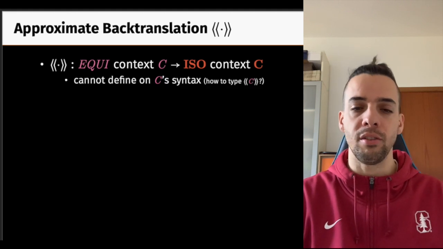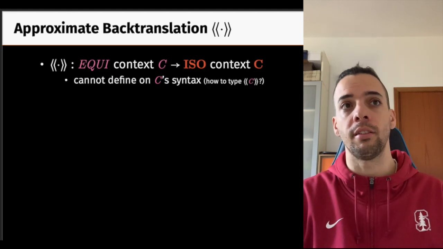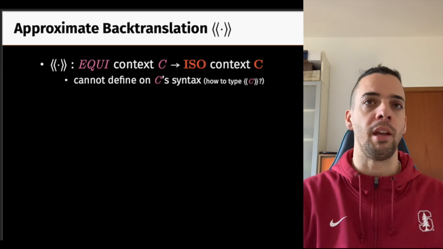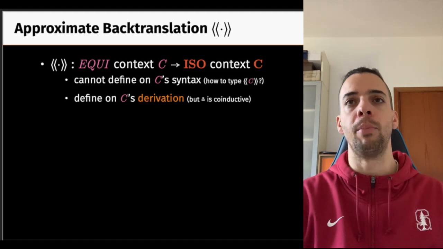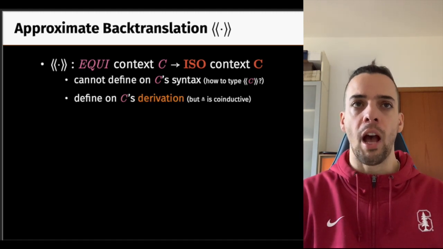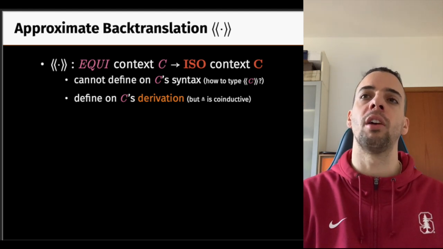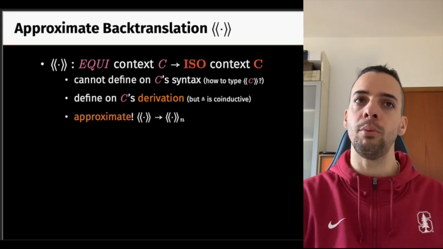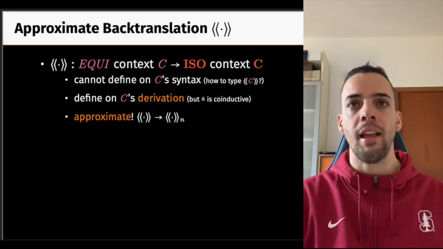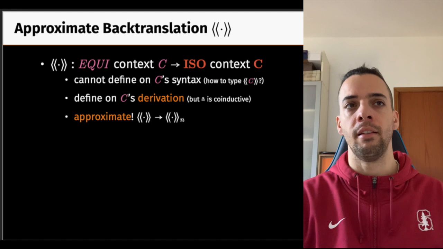We cannot back translate the equicontext based on its syntax, otherwise we lose all type information, so we back translate it based on its type derivation. However, this derivation may be infinite as it may include a co-inductive type equality derivation. The key bit we rely on to address this concern is the approximation index n.